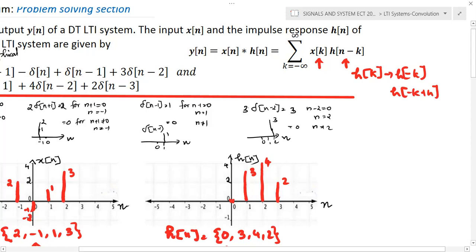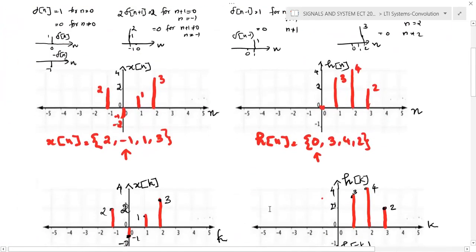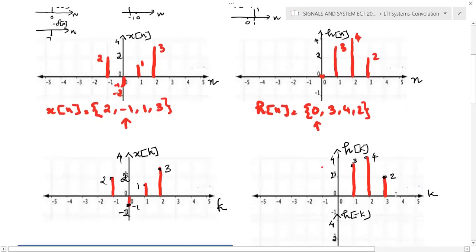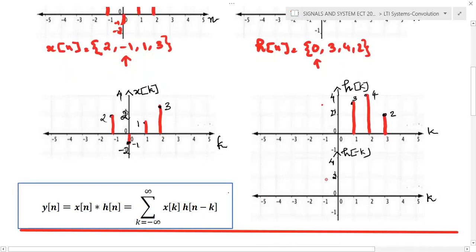And in the question, x of n and h of n are given. So simply we can find x of k and h of k by changing the variable n to k. So you'll get x of k. It's exactly the same shape, but the variable is k. Similarly, h of n is given, and you can draw h of k. Now we have h of n, h of k, and x of k. And if you know h of k, you can simply draw h of minus k. It's a time reversed version of the signal.